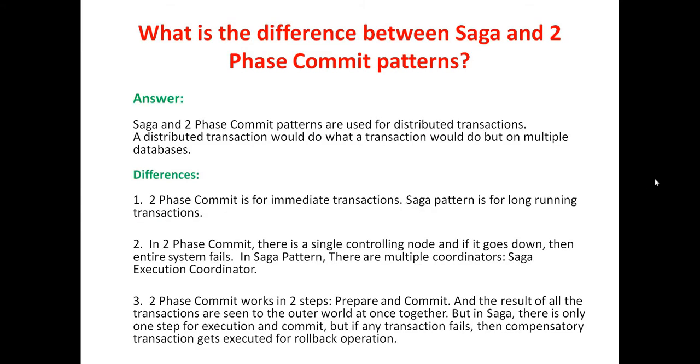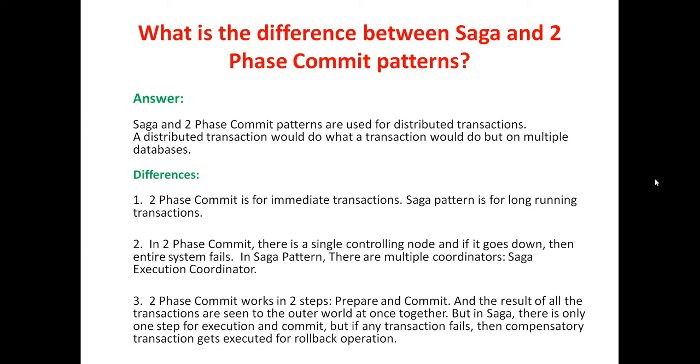Let's start my interview at Serion Labs. It was the first question. What is the difference between Saga and two-phase commit patterns? Saga and two-phase commit patterns are used for distributed transactions. A distributed transaction would do what a transaction would do but on multiple databases.